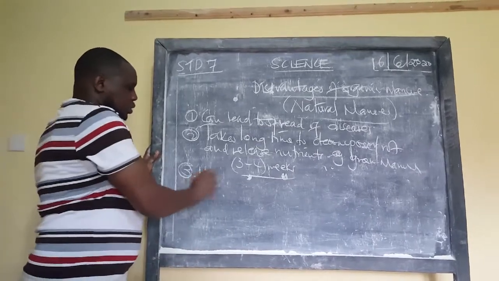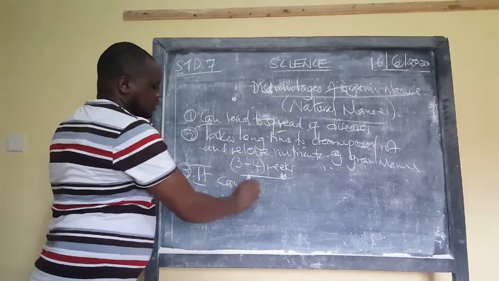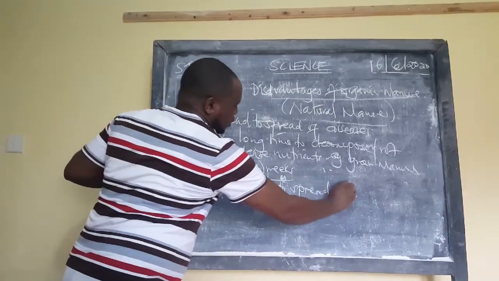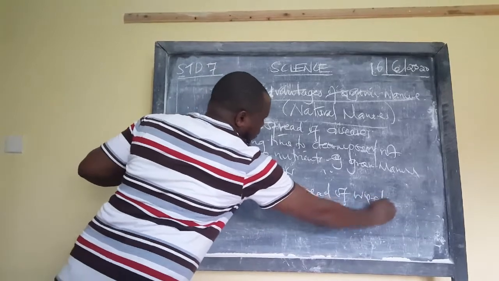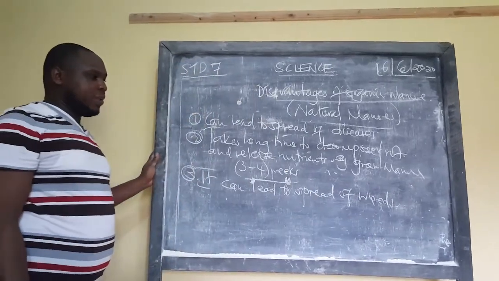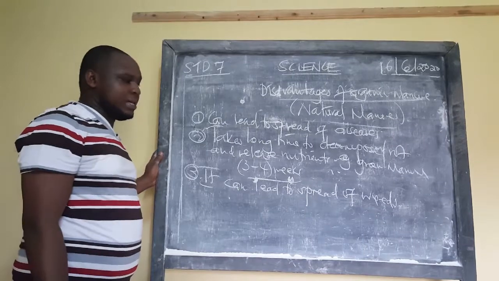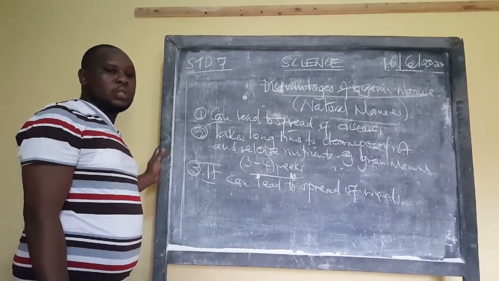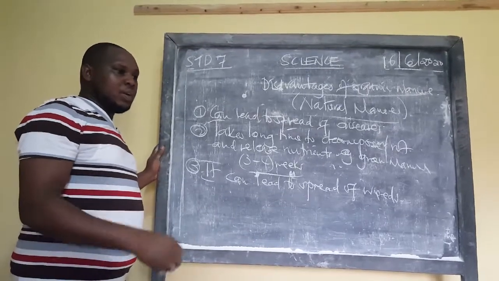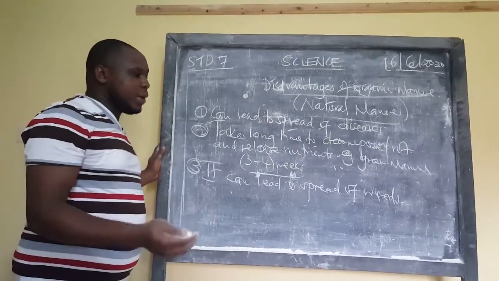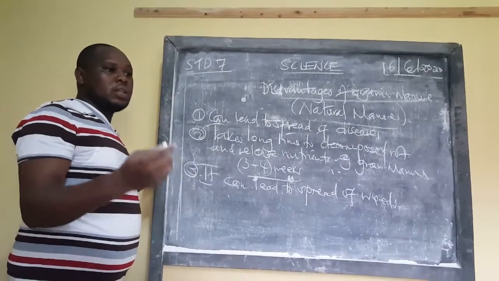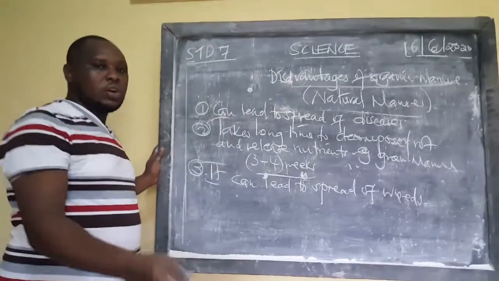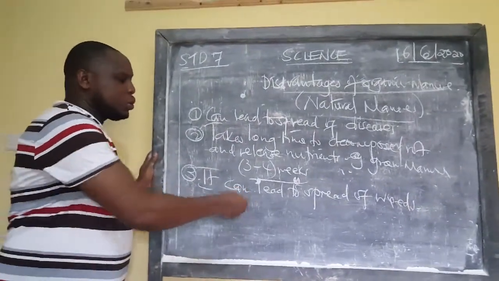Then it can lead to spread of weeds. In our definition in class 4 and 5, we say that weeds are unwanted plants that grow in our farms. Unwanted is in the case because once we plant our crops, you find weeds growing. So they are unwanted because they compete for space and nutrients with the crops. So it can lead to spread of weeds.